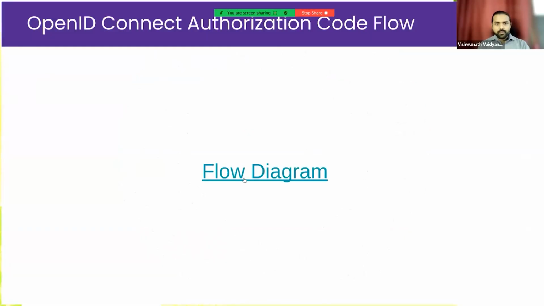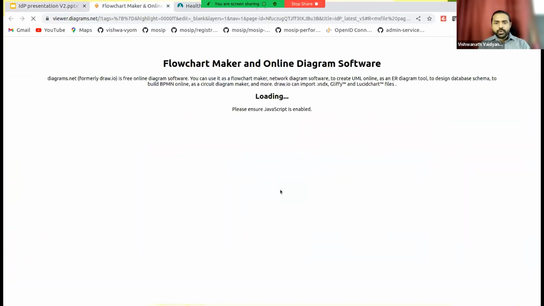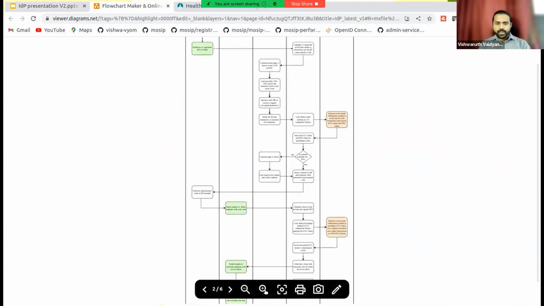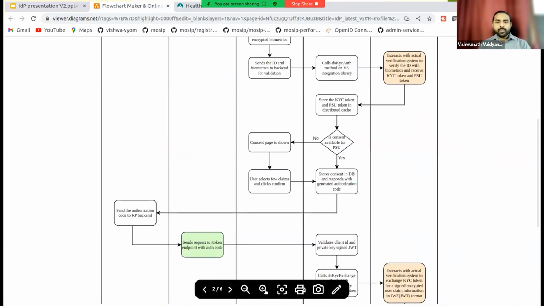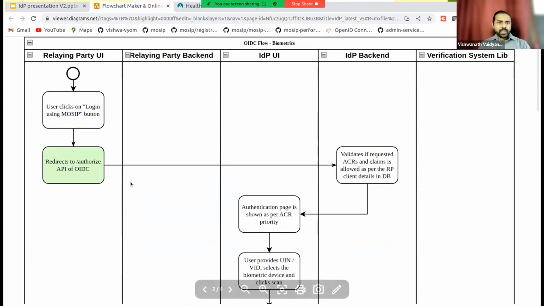Okay, so I have a very small flow diagram. This is going to clarify in the background how this actually happened, what we saw in the demo. It's a very simple flow, and I'll run through it very quickly. We have the relying party UI application, and we have a relying party backend, which is our health services that we saw in the demo. The IDP is our OpenID compliant module that has a UI and backend system.